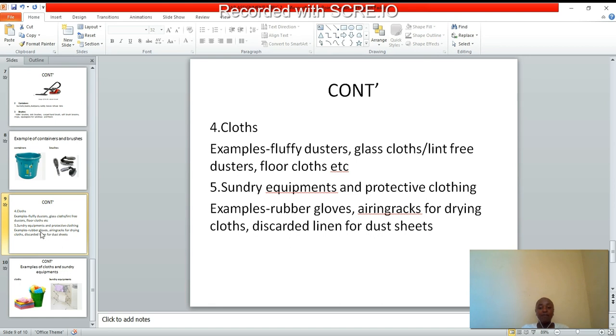We have two more categories. Category four is clothes. Examples of clothes are fluffy dusters, glass clothes, all-purpose lint-free dusters and floor clothes, etc. Category number five is the sundry equipment and protective clothing, which include rubber gloves, airing racks for drying clothes, and discarded linen for dust sheets.